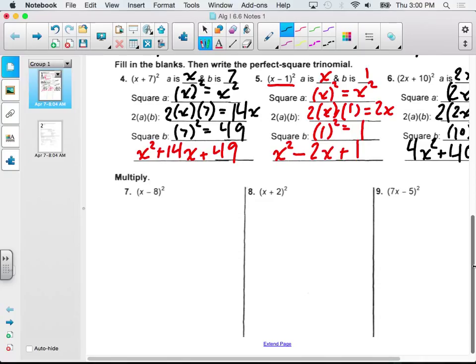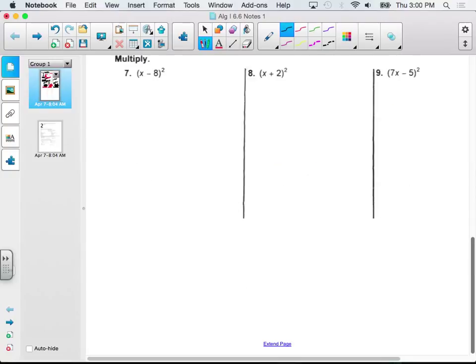All right, so number 7, we have x minus 8 squared. Is this going to give us a perfect square trinomial? Yes, because it's a binomial times itself, right? So, what's A? A is x. What's B? 8.